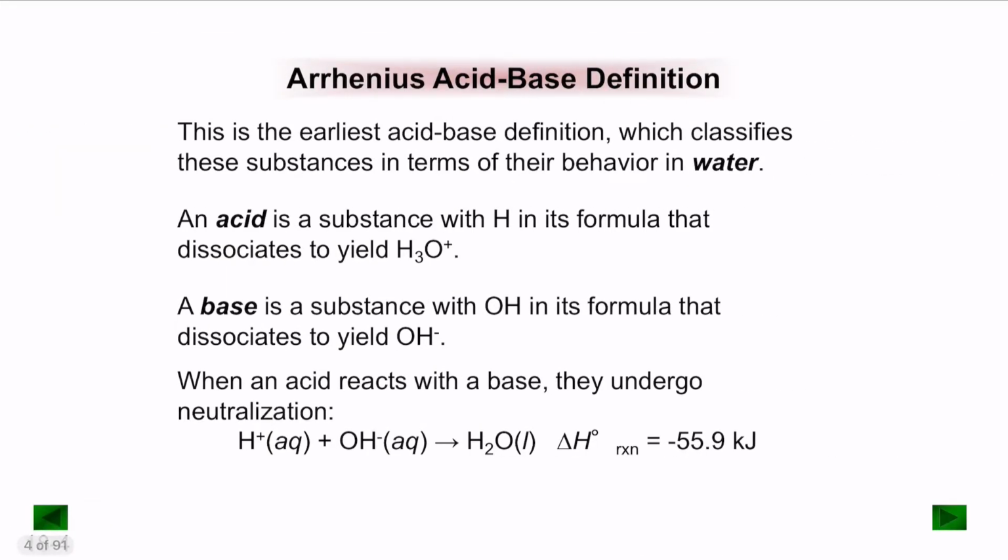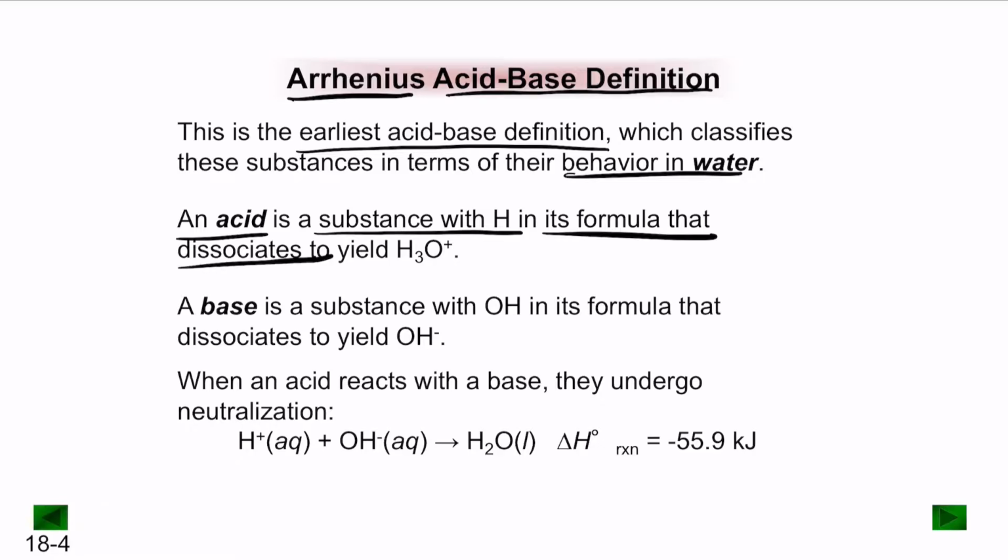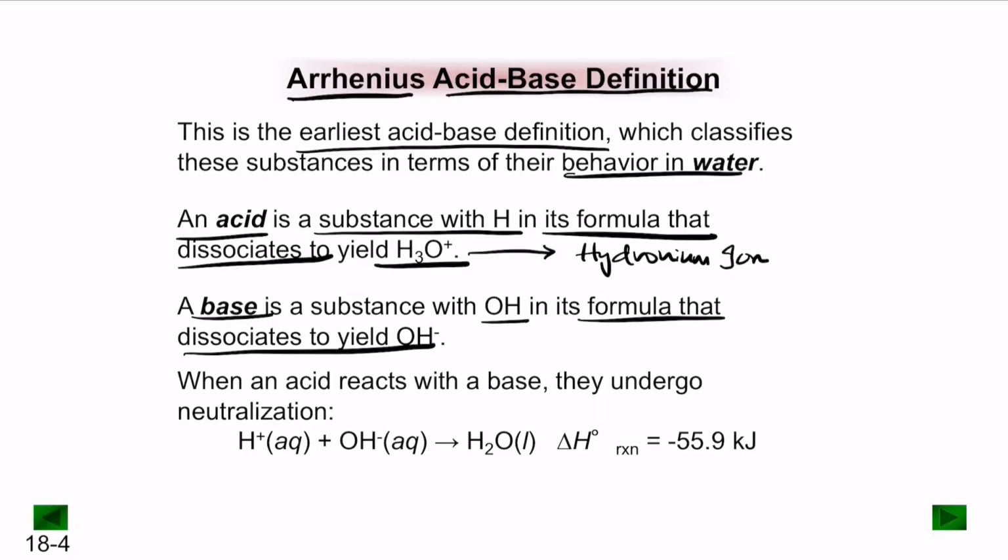So let's start with the Arrhenius acid-base definition. The Arrhenius definition is the earliest acid-base definition, which generally classifies these in terms of their behavior in water. So we base the Arrhenius definition on the idea of how an acid or a base behaves in water. So what is an acid? An acid is a substance with a hydrogen in its formula that dissociates to yield H3O+, also called the hydronium ion. And a base is a substance with OH in its formula that dissociates to yield OH-, more commonly known as the hydroxyl ion.